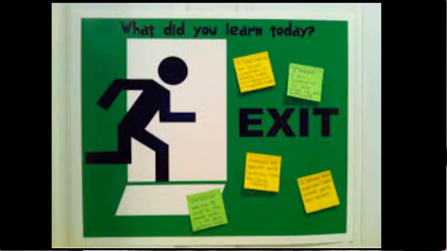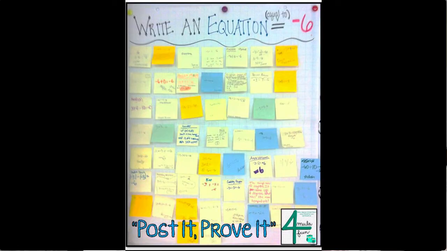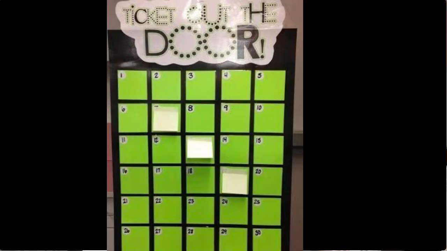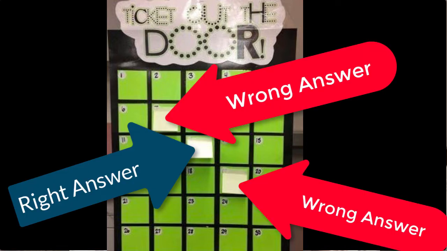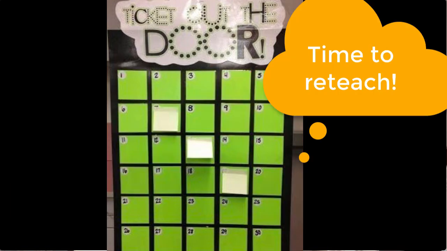Sticky notes can also be used as an exit ticket to allow you to gauge the student's understanding of a topic. You can put an equation or question on the board, and then as they leave the classroom, they can write down their answer and leave it on the board for you to assess and maybe change your lesson for the next day based on their understanding.